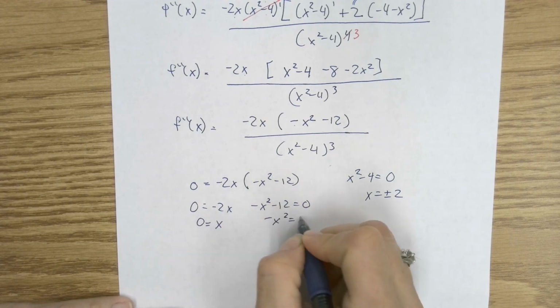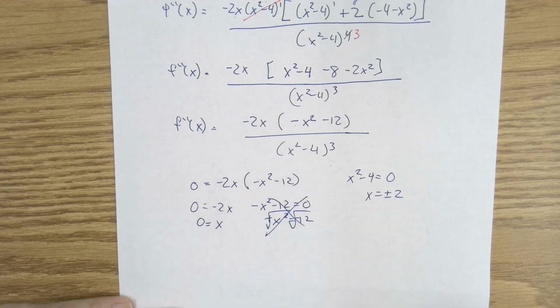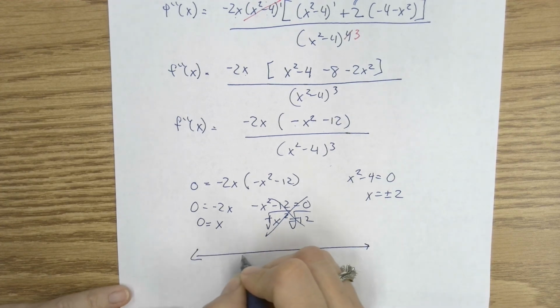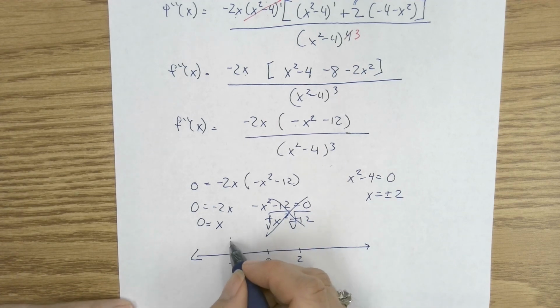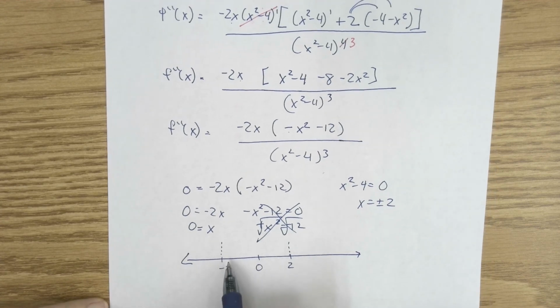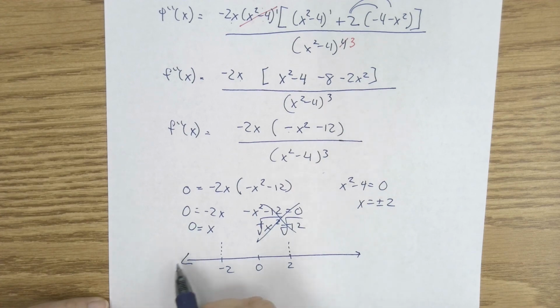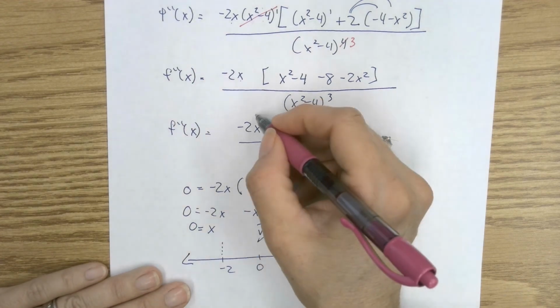When I slide my 12 over and divide by a negative, we are getting an imaginary number. So we get nothing from this one, and I have plus or minus 2. So we've got 0, we've got negative 2, we've got positive 2. I already know that these are vertical asymptotes, but let's see what's going on here. So we're going to substitute these numbers into my f double prime. So negative 3. Negative 2 times negative 3 is a positive.